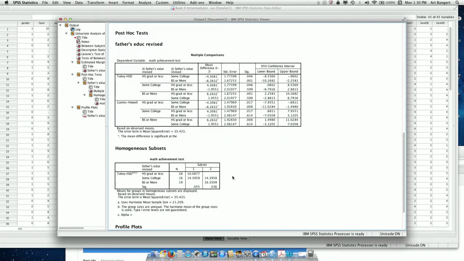The other thing we have is what's called the homogeneous subsets. And what this shows us is that the students whose fathers had a high school diploma or less were significantly different than those students who had a BS or more. But what we also see is that those students who had some college did not differ significantly from those students who had a BS or more, because this mean and this mean are in the same column. So it means that those groups do not differ significantly.